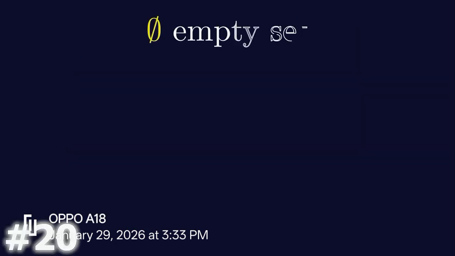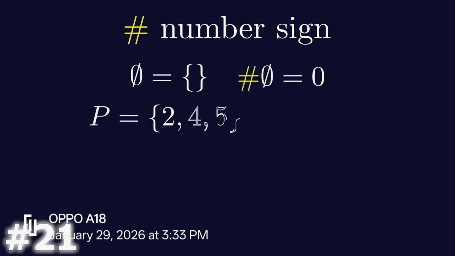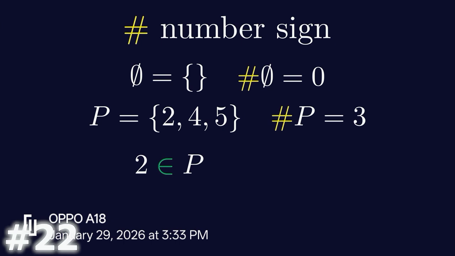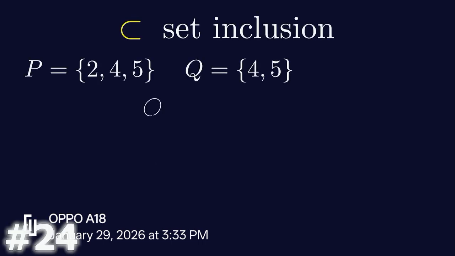Empty set symbol denotes a set that contains no elements. Number sign, also known as octothorpe or hashtag, usually denotes cardinality of a set, which is essentially the number of elements in the set. In symbol denotes membership in a set. Its opposite, not in symbol, denotes that an element is not a member of the set. The set inclusion sign represents that one set is a subset of another set.